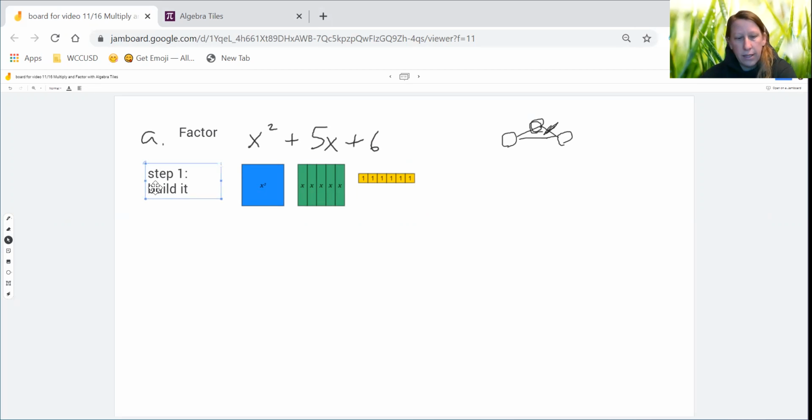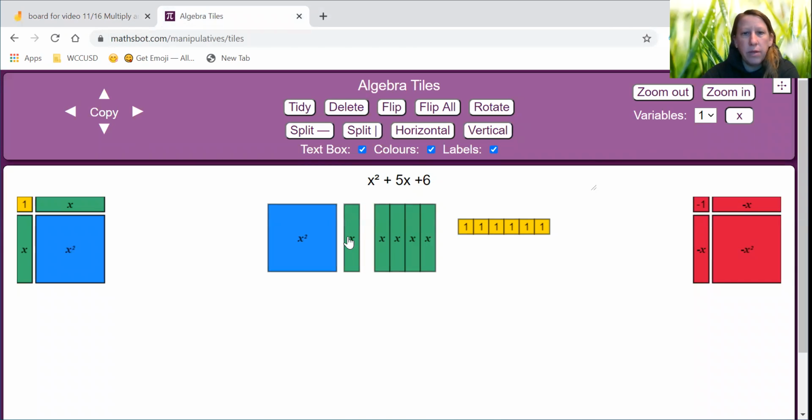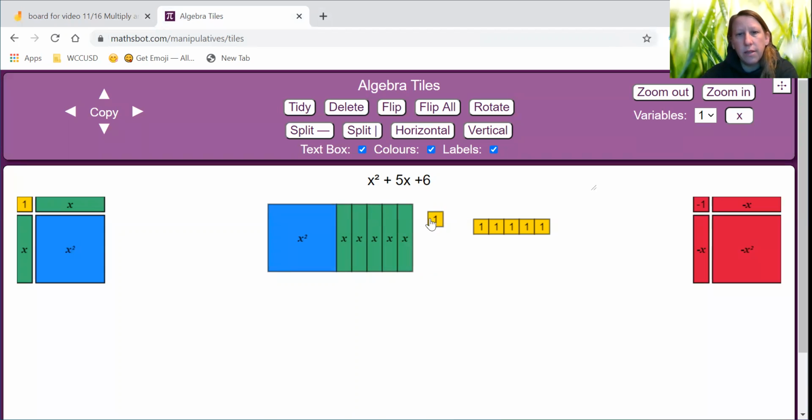Okay. What I need to do next is I need to rearrange those pieces as a rectangle. So it's kind of like a puzzle. I want to rearrange until they make a perfect rectangle. So right now, if I just put them all next to each other, they're not going to build a rectangle. They're going to have some pieces left over. Even if I put them really close here, it's not going to be a perfect rectangle.